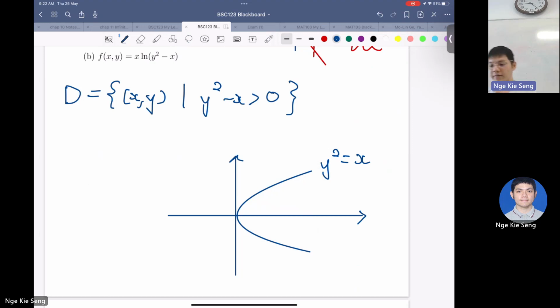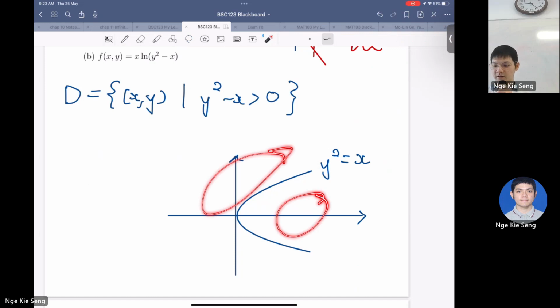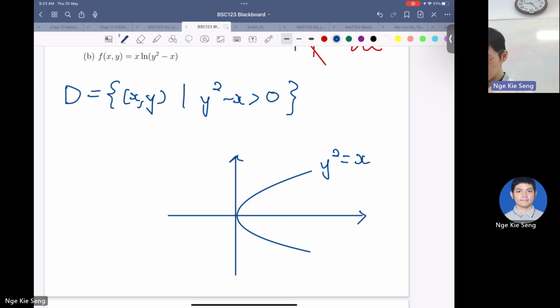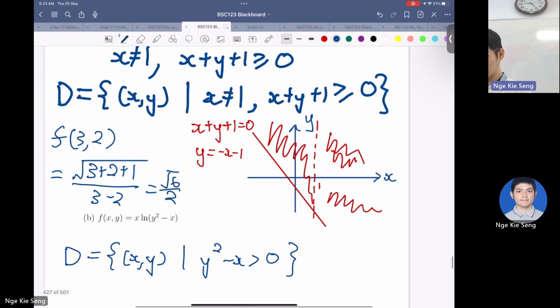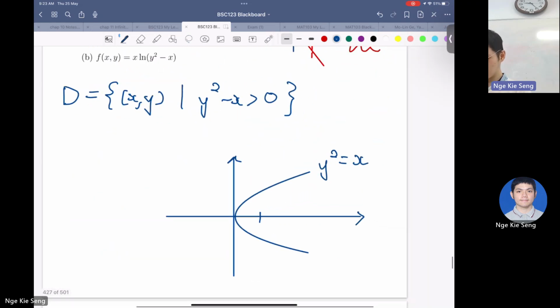But you only want y square minus x greater than 0. Right. So is it on the left part or on the right part? Okay, it's on the left part. Is it clear why? Not clear? Okay. So for example, you take one number here. So let's use this example then. So if I put 1 here, I also got 1 here, right?